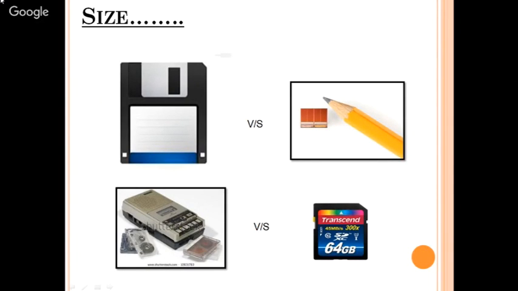Dear friend, this is another comparison of size. Many of you have seen the floppy disk. Its capacity was just 1.4 MB. Now we have data cards of 60 GB, and in terabytes, 60 terabytes, 120 terabytes, and the size is very, very small.